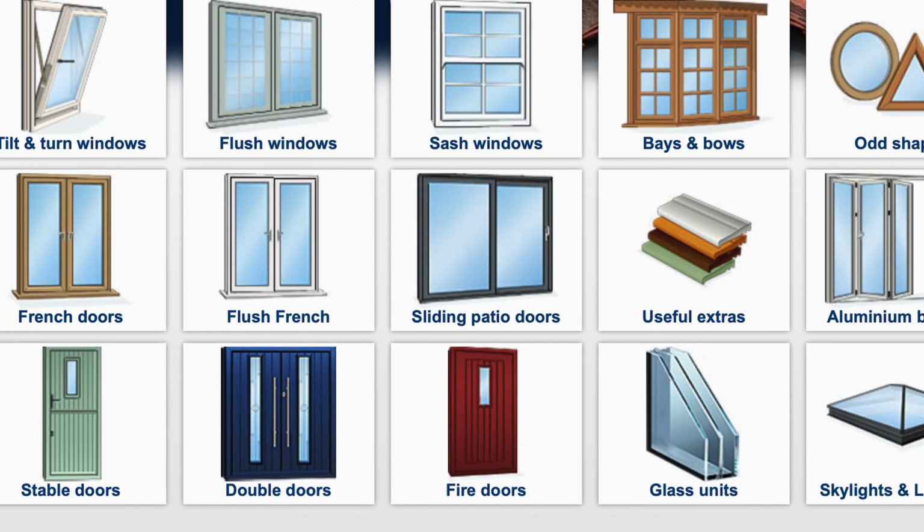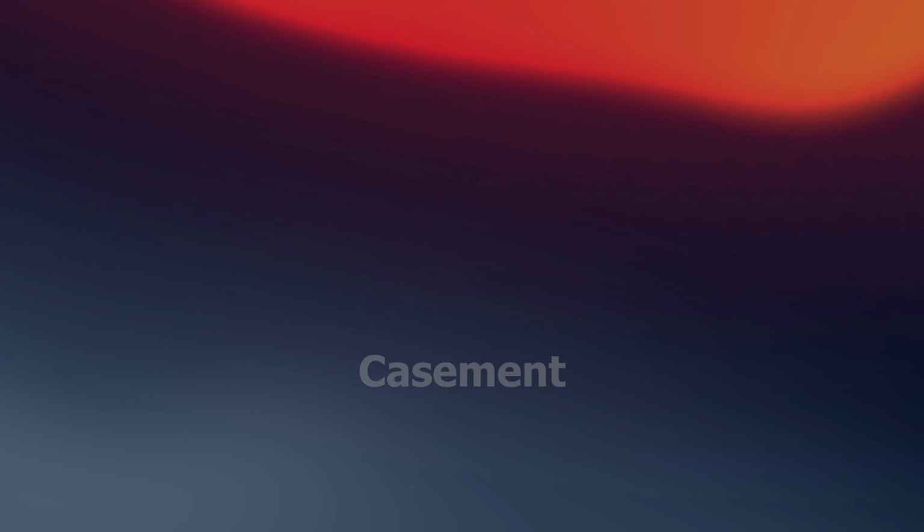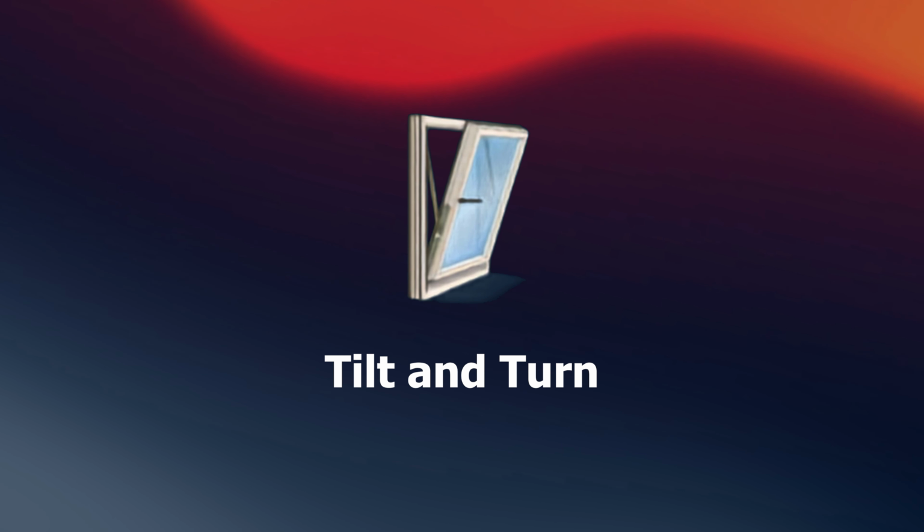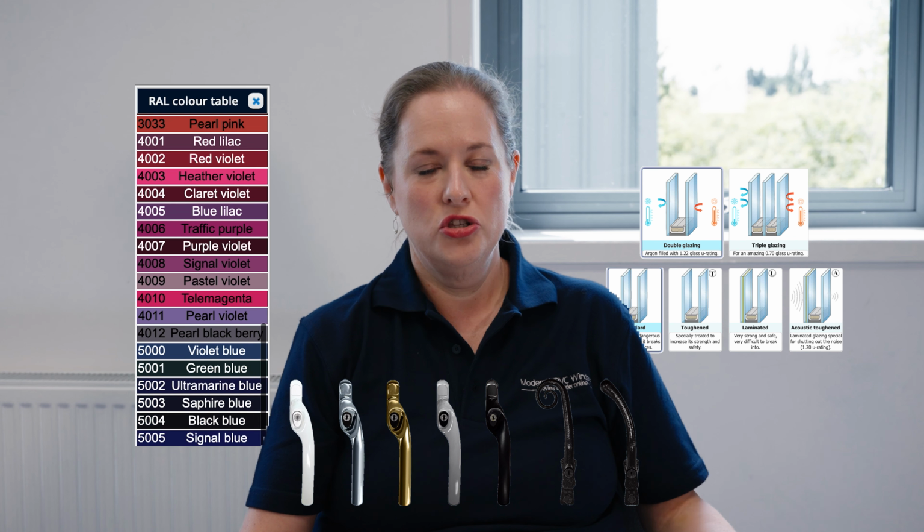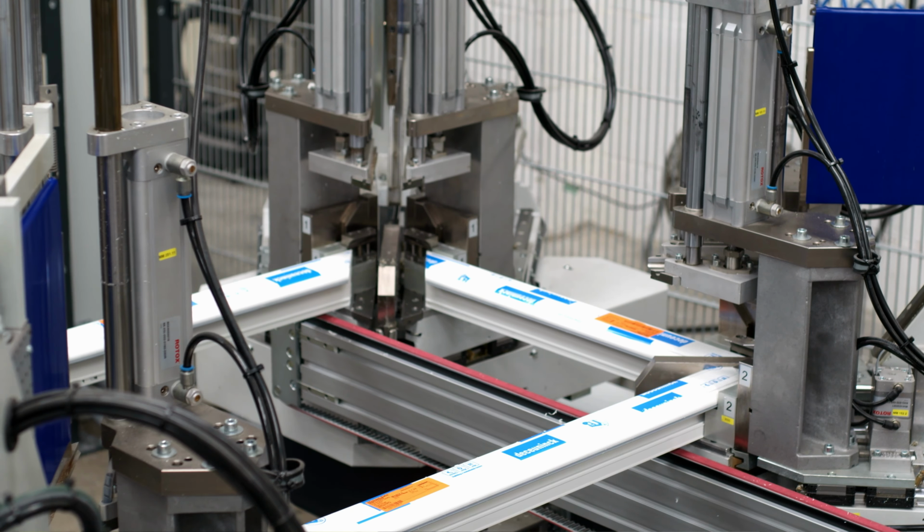These glazing options are available in our wide range of made-to-measure bespoke windows, including casement, flush, tilt and turn, French style, bay and bow, and our bespoke shaped windows. You can also customise the colour, glazing, hardware, and finishing options to create a window that truly suits your home.